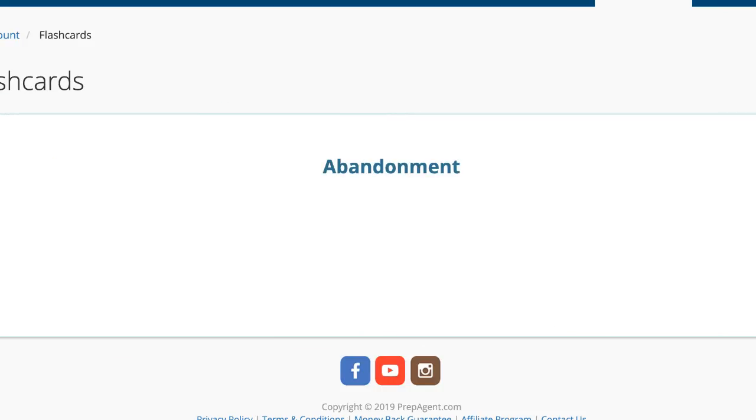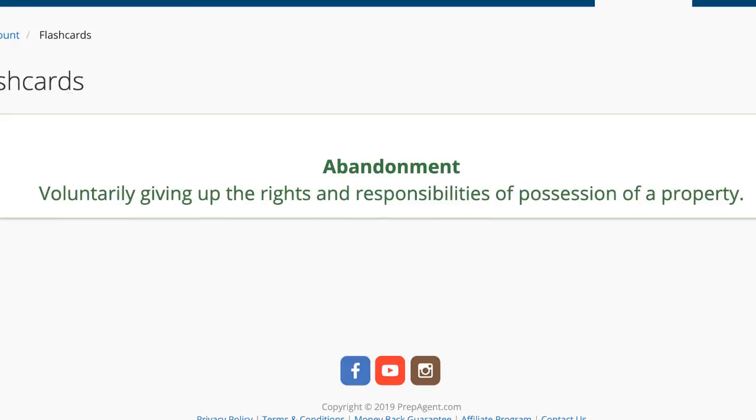Abandonment. What does abandonment mean? Tom Hanks would not abandon Wilson in the movie Castaway. Okay, so it's voluntary given the rights and responsibilities.